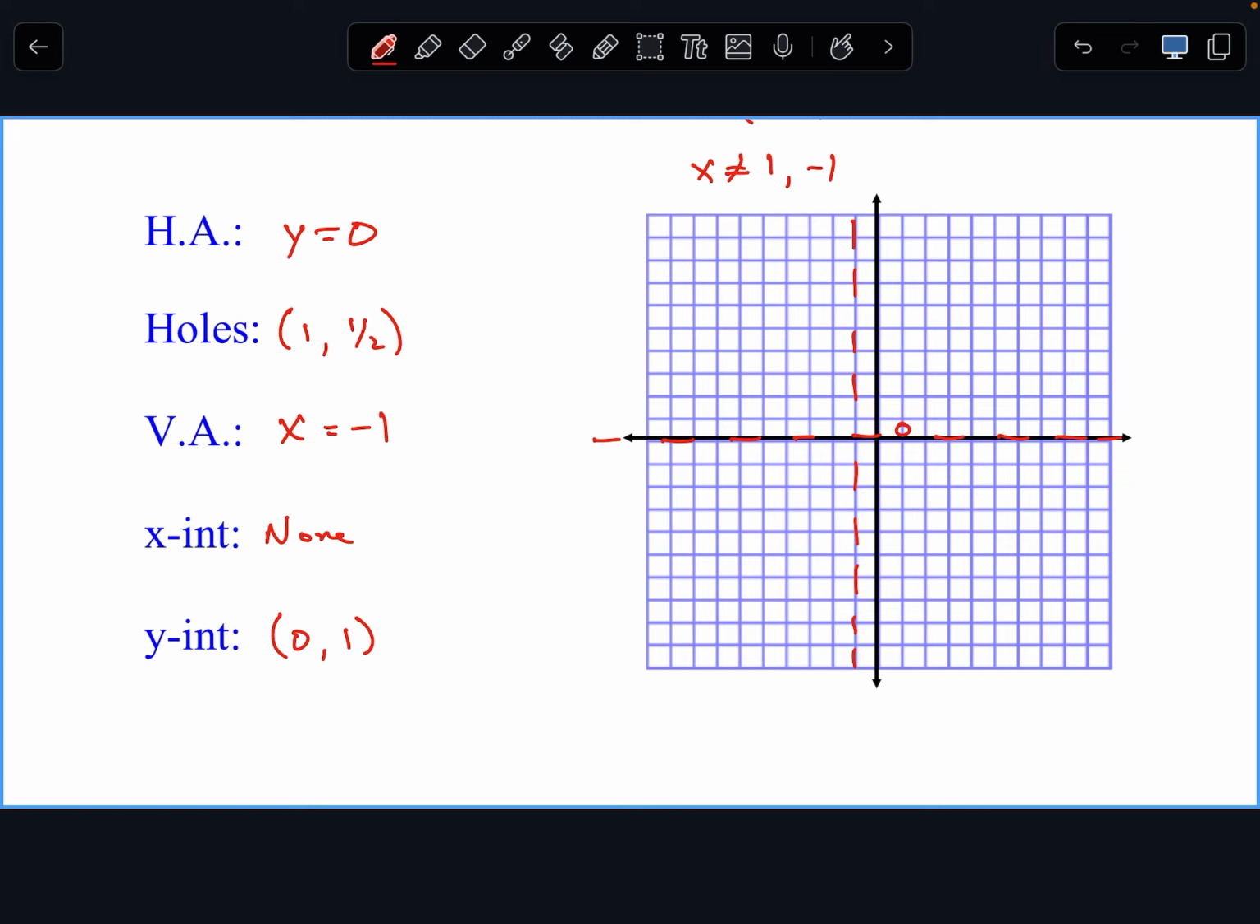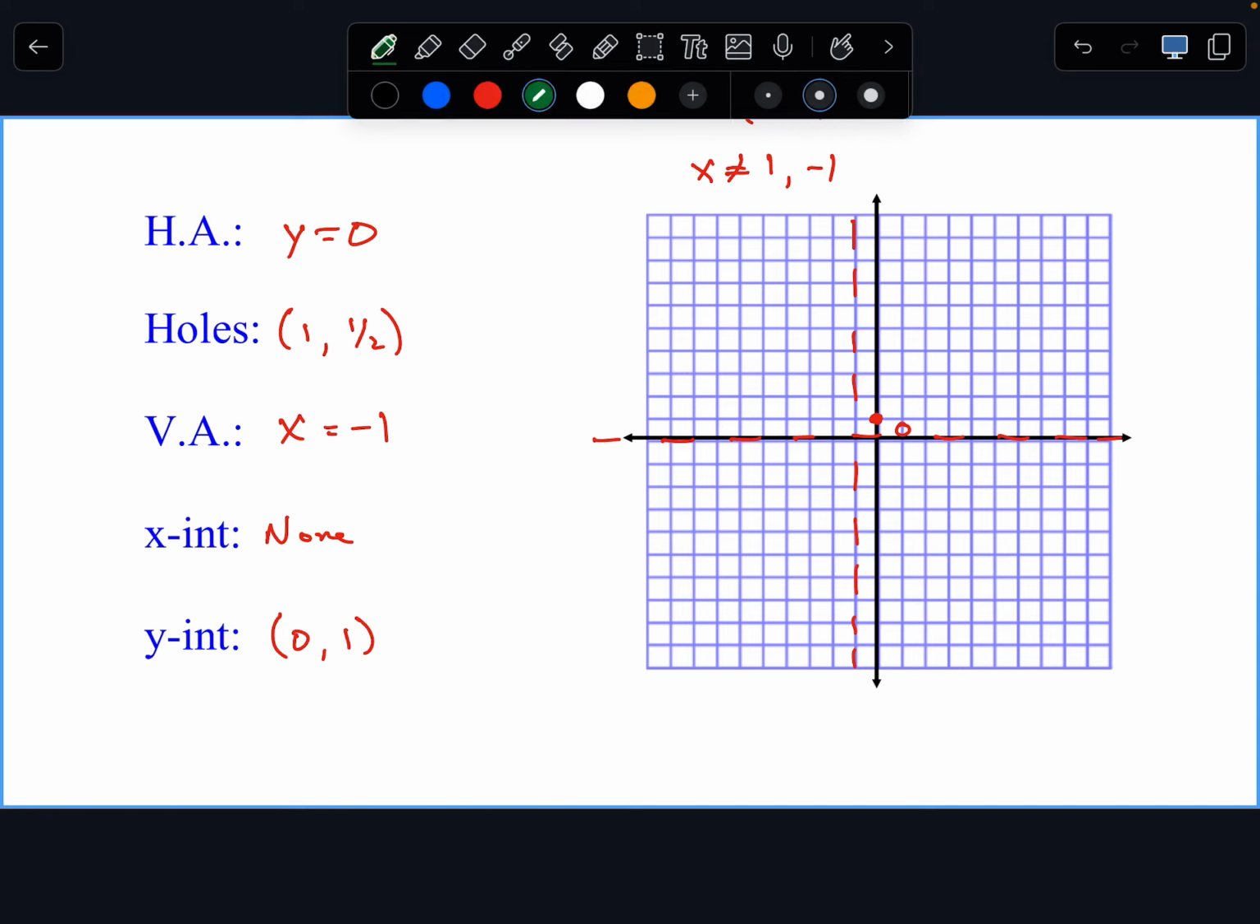Like I said, there is no x-intercept because of the horizontal asymptote. And we can plot the y-intercept at the point (0, 1). We can put a point right there. And now the last step is to actually draw in the graph.